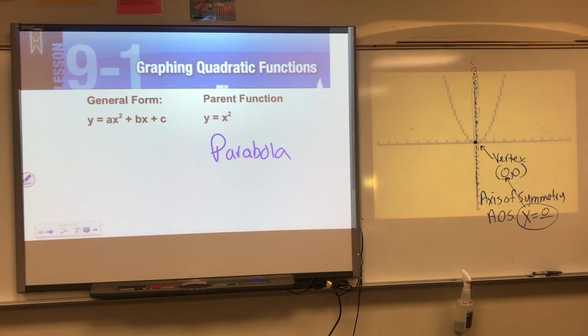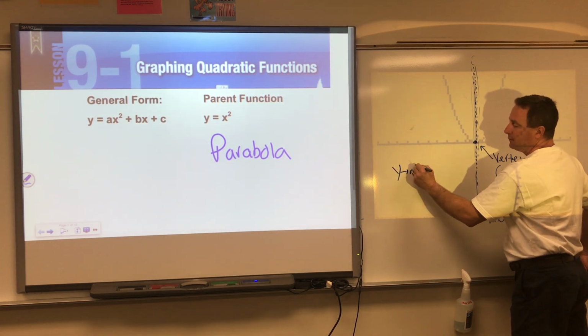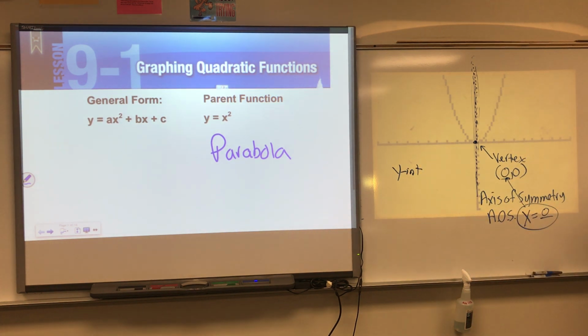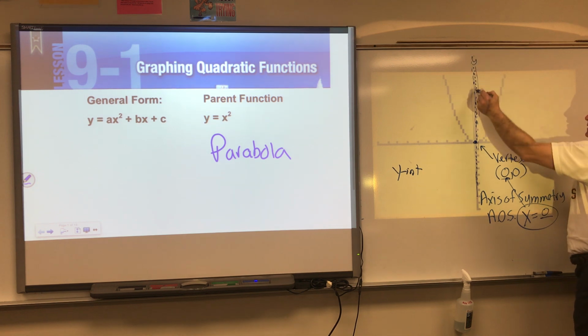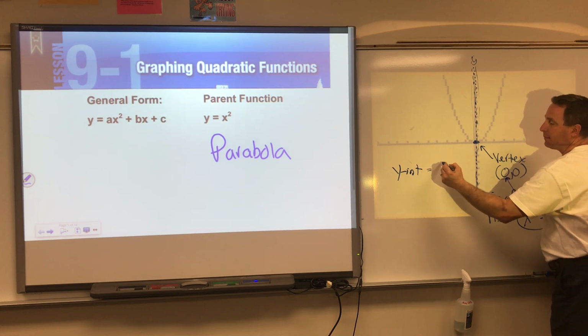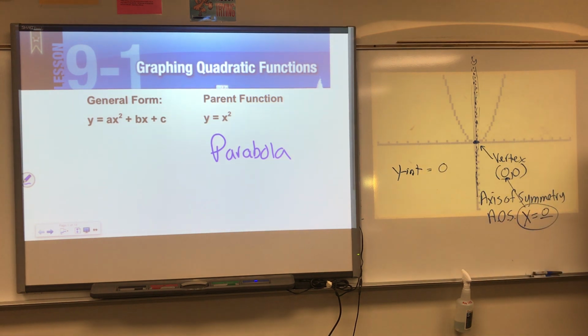A couple other things about parabolas is that most of the time they're going to have a y-intercept. And if you remember, the y-intercept is the point where the graph crosses the y-axis. Well, here's the y-axis, and in this particular case, it crosses right at 0. So the y-intercept is at 0. It's not always at 0, as we'll see shortly, but we're just sticking with this parent function one.